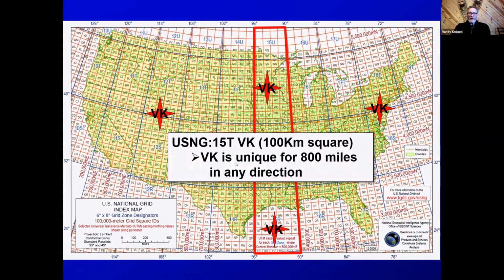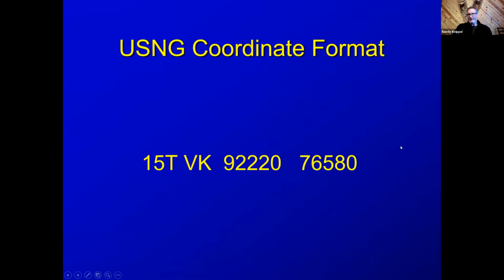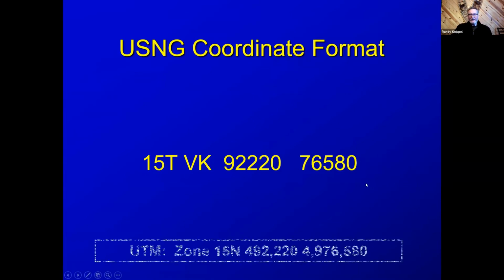So the US National Grid coordinate format, this is the full US National Grid reference. It's 15 characters, and we're going to break it down into its components. This, in fact, is the shorthand notation for the UTM coordinates, where we have to say UTM zone 15 north, 492,220, 4,976,580. And we have to use all of those numbers in order to properly reference a UTM position.